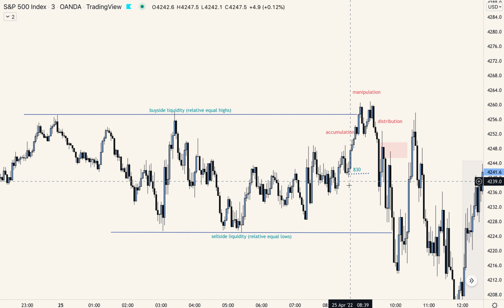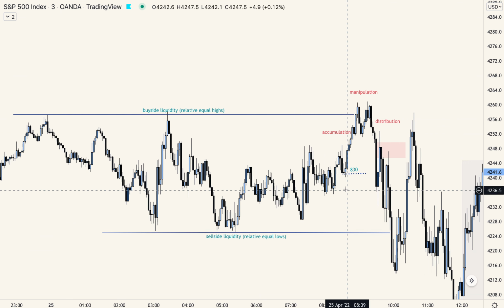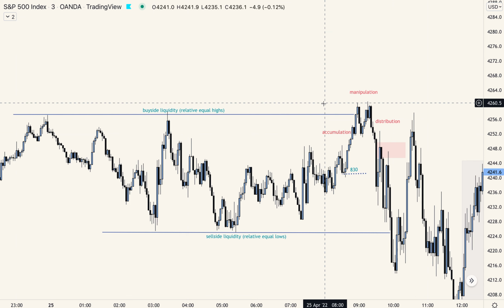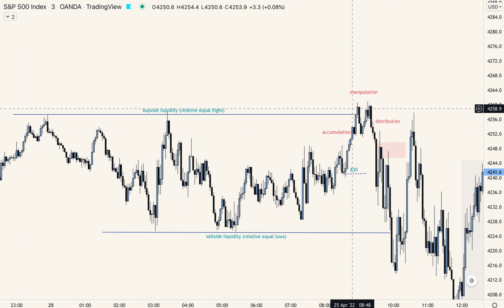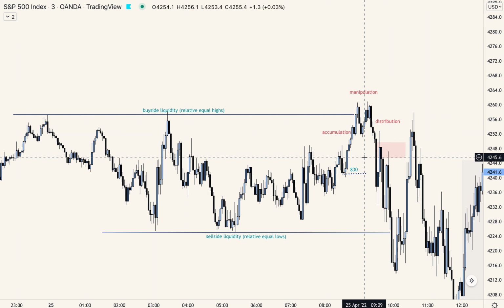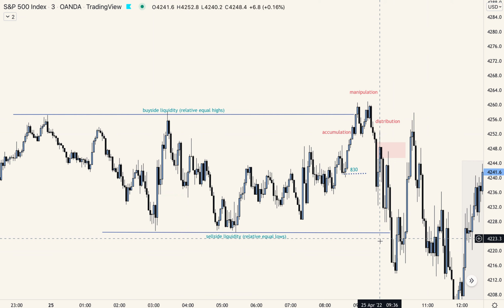Now 8:30 is one of the reference times that we can use to frame a power of 3. And as you can see, this was pretty much a perfect power of 3. We had the accumulation, we had the manipulation above buy side liquidity, these relative equal highs. We then had a displacement structure break, leaving a fair value gap, and then price distributed down, taking out sell side liquidity, aka these relative equal lows.